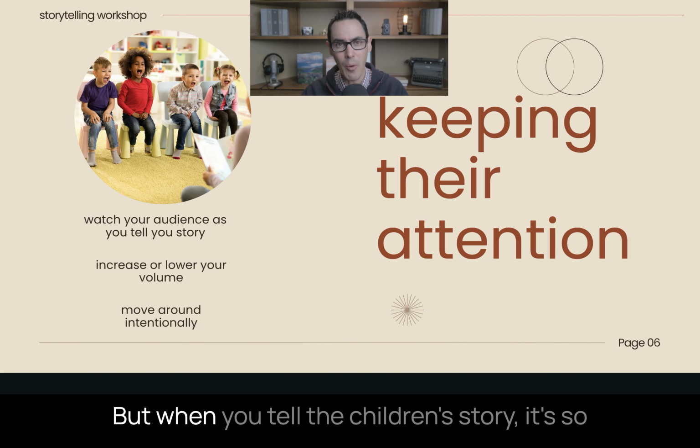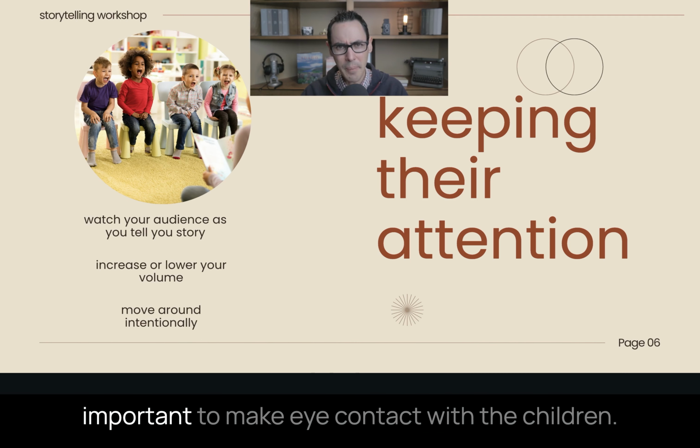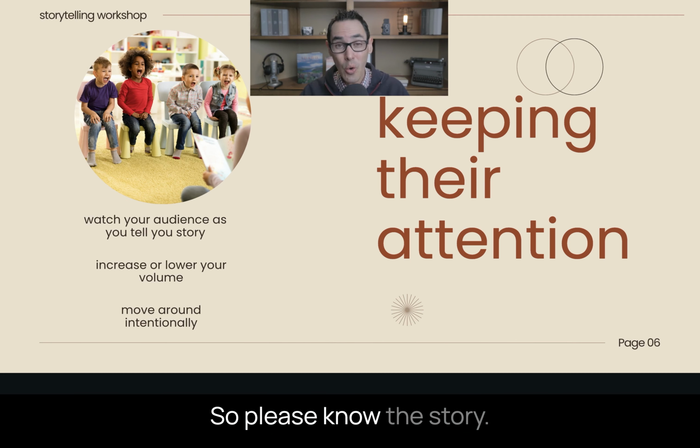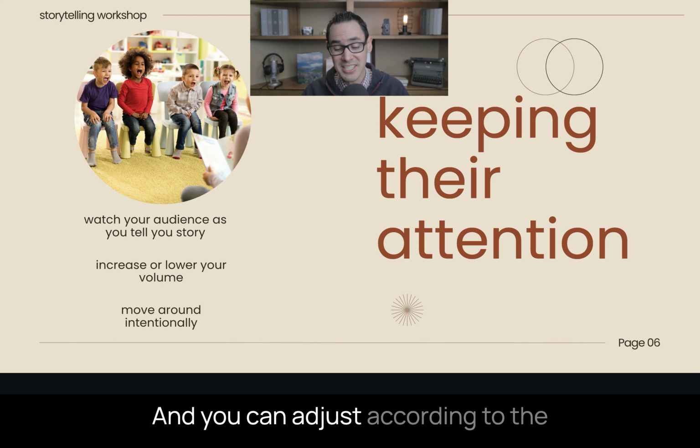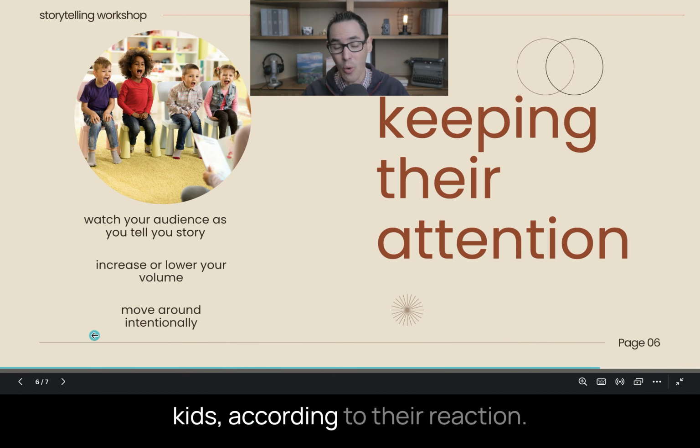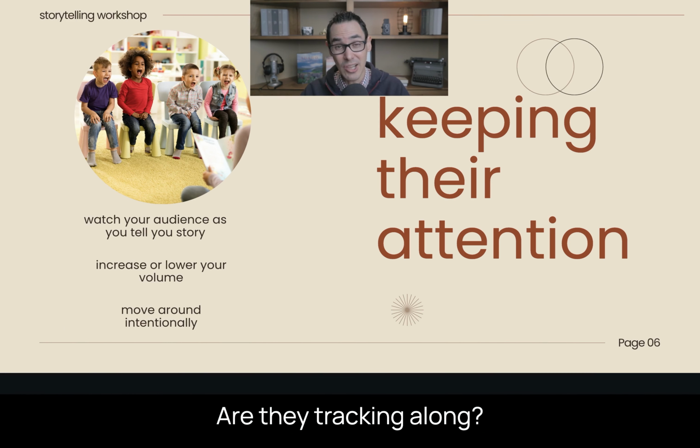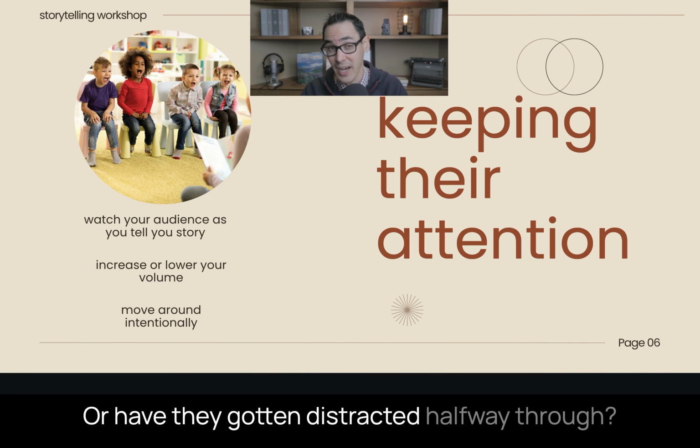Go back and check. But when you tell the children's story, it's so important to make eye contact with the children. So please know the story. You don't have to memorize it. Just be familiar with the story. Then you can tell it freely and you can adjust according to the kids, according to their reaction. Are they tracking along? Are they paying attention? Or have they gotten distracted halfway through?